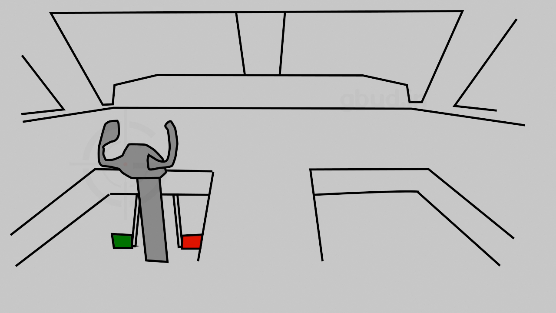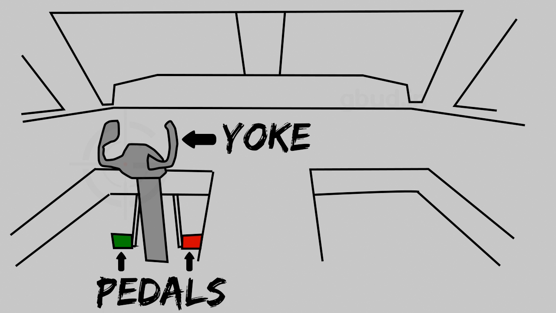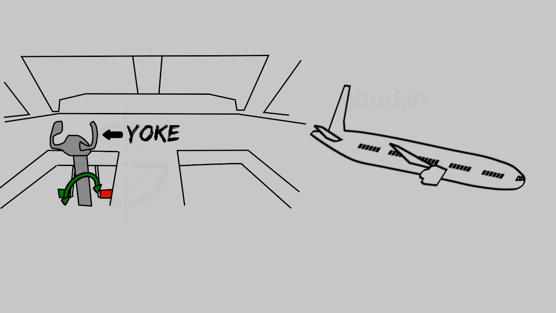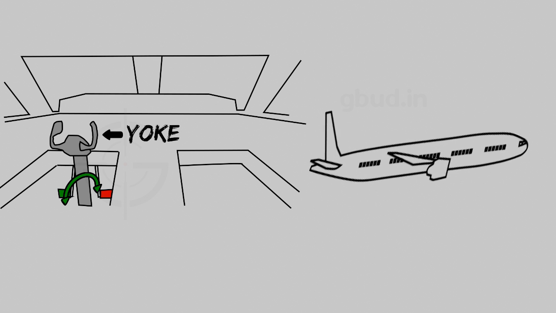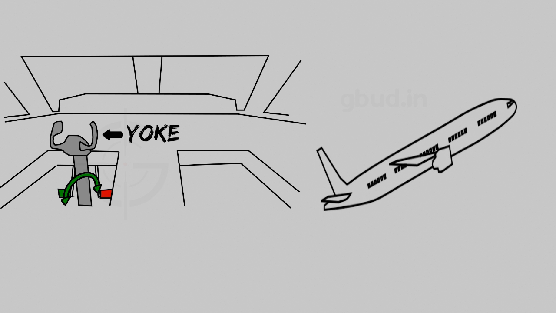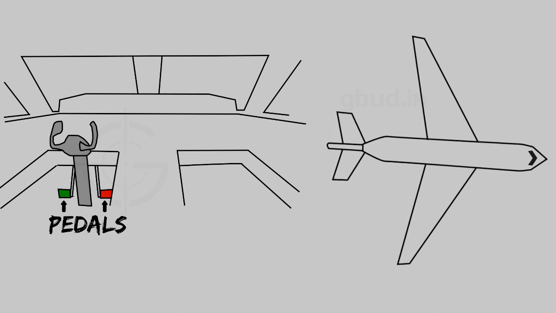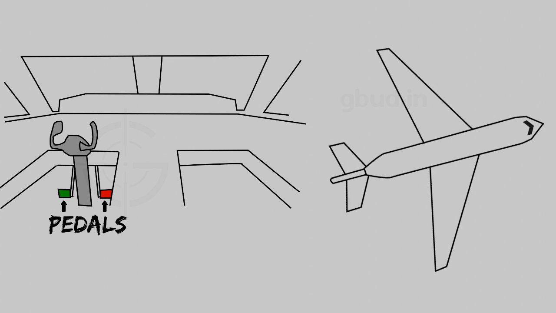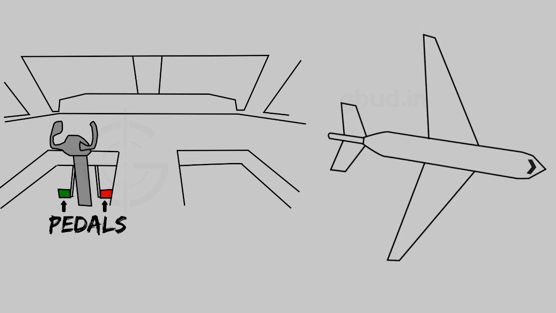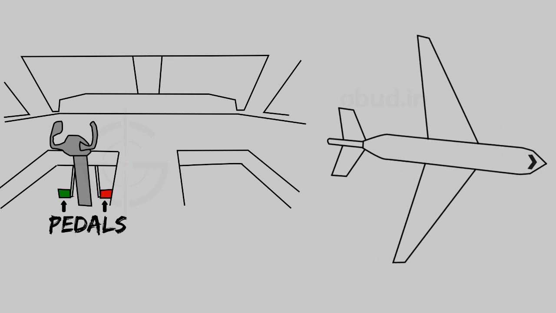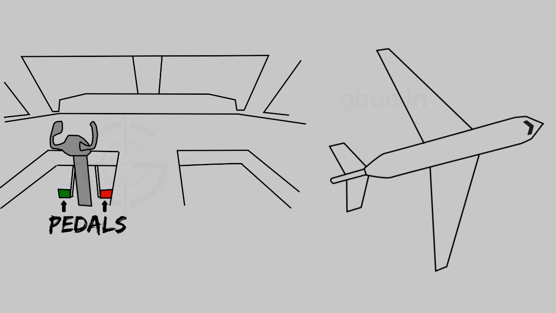All the control surfaces are controlled by the pilot at the cockpit. Generally, there will be a yoke, alternatively known as a control wheel or a control column, along with a pair of pedals. When the yoke is moved forward or backward, the aircraft will pitch up or pitch down. When it is turned, the aircraft will roll. When the right pedal is pressed, the aircraft will turn towards right. When the left pedal is pressed, the aircraft will turn towards the left.